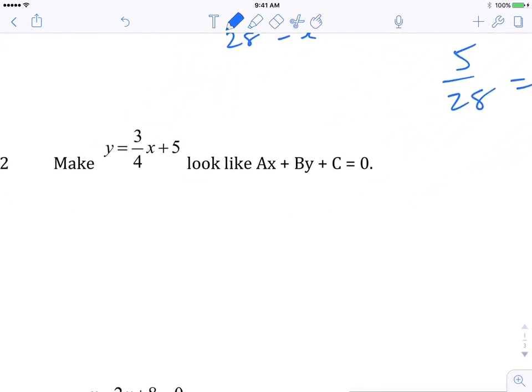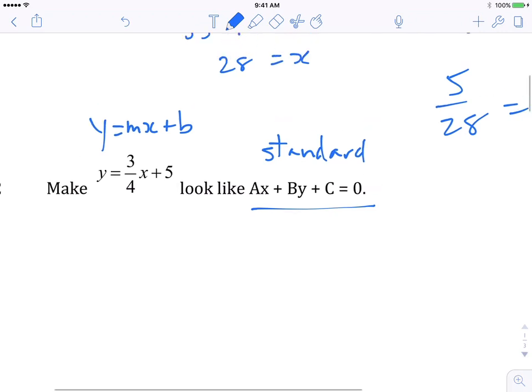Okay, review from last lesson. We want to make y equal 3/4 x plus 5. Again, that's y equal mx plus b format. We want to make it look like standard form. And so we want the a value to be positive, and we also want the a value not to be a fraction. So how do we eliminate the fraction?